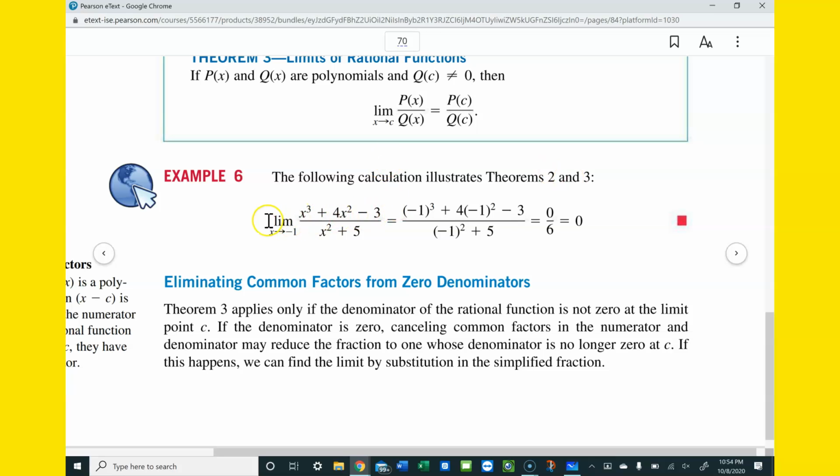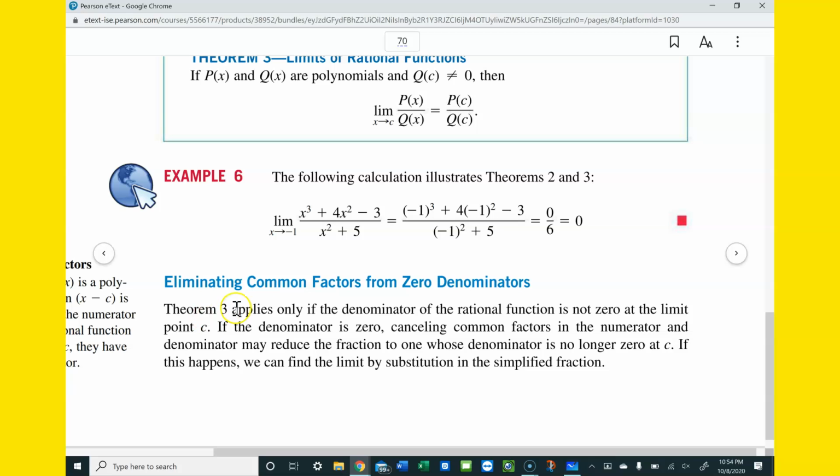All right, so the limit of this function as x approaches -1 simply means we're going to plug in -1 into x, and we're going to get 0 on top when we do that, and we're going to get 6 on the bottom, and 0 over 6 is just 0. So the limit of that function as x approaches -1 is simply 0.